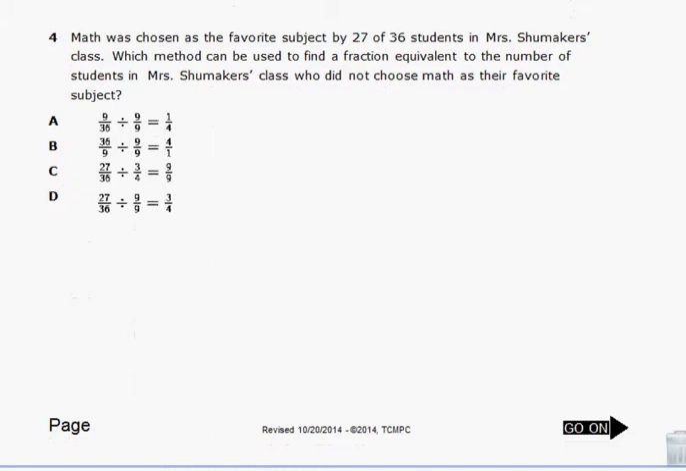Math was chosen as a favorite subject by 27 of 36 students in Mr. Shoemaker's class. Which method can be used to find a fraction equivalent to the number of students in Mr. Shoemaker's class who did not choose math as their favorite subject? I put Miss Shoemaker, I need to change that. I put Miss right there. I guess that's my wife's class.